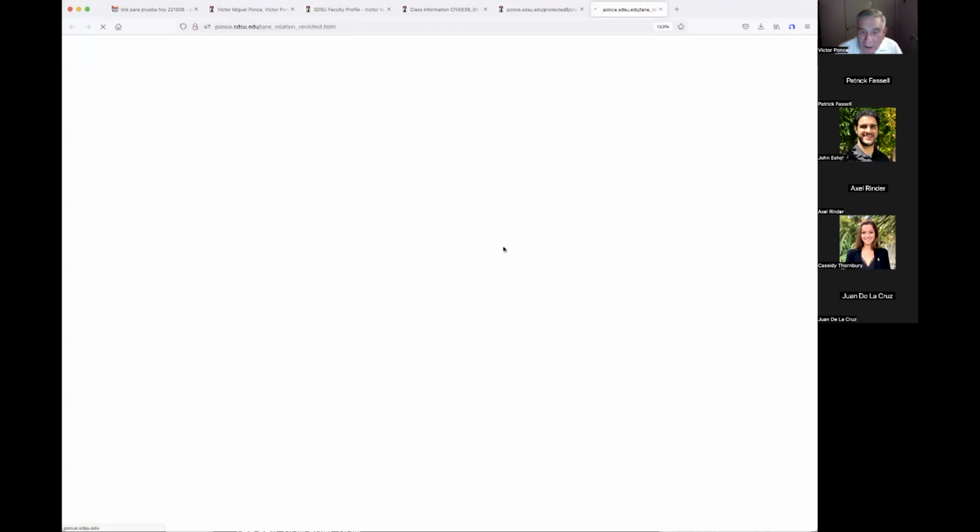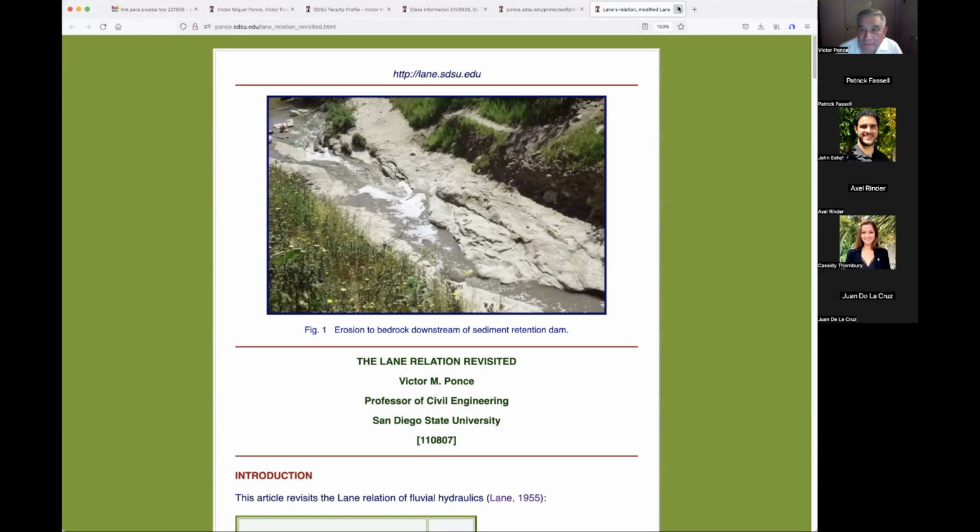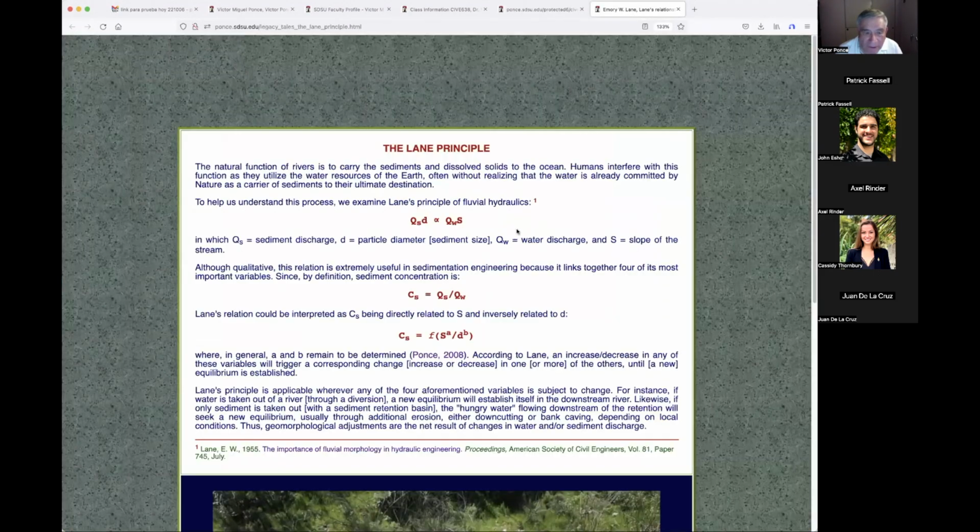So we go in here now. No, I'm not there yet. I'm losing it here. Here we go. Okay, so this is the relation that he developed in 1955. Although qualitative, yes, it's qualitative because it doesn't have an equal in there. This relation is extremely useful in sedimentation engineering because it links together four of its most important variables.